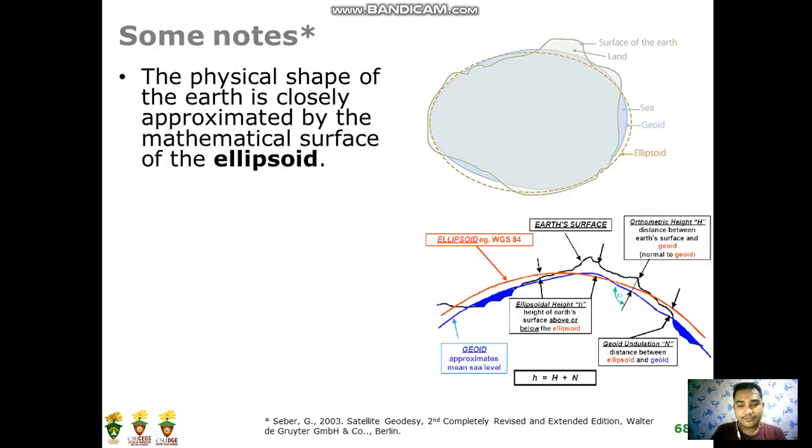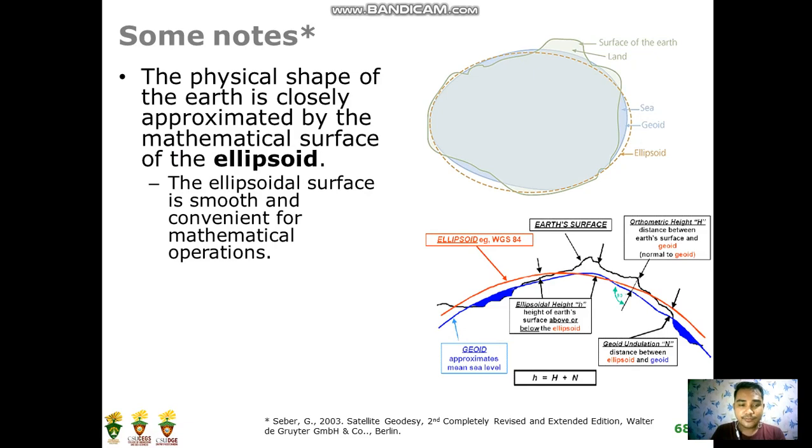So some notes for the review of geodesy. The physical shape of the Earth is closely approximated by mathematical surface of the ellipsoid. Physical surface, from wala akong i-discuss last time, na natay surface, no? Tapos i-approximate din siya mathematically to the mathematical shape of the earth, which is the geoid. And from the geoid, ana din siya ellipsoid para mo fit in ana nga geoid. The ellipsoidal surface is smooth and convenient for mathematical operations. So let's agree with that.